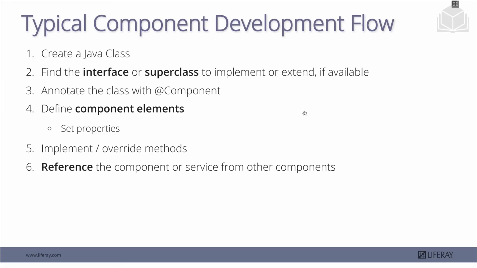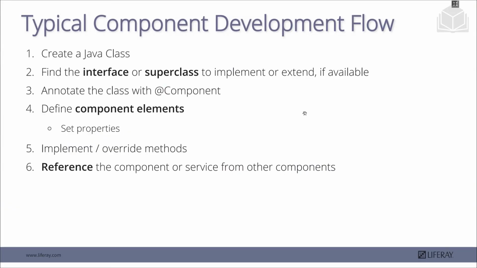First things first, we need to figure out what we want to do, right? Pretty straightforward. From there, we're going to create a Java class. Whatever we're trying to do is typically going to have either an interface or a superclass that's going to help us do that. If we're creating a portlet, there's a superclass that goes with that. If we're creating a specific service, we're going to be implementing a specific interface, for example. So identify what we want to do, create a Java class, and then find the interface or superclass that helps us achieve what we're trying to do.